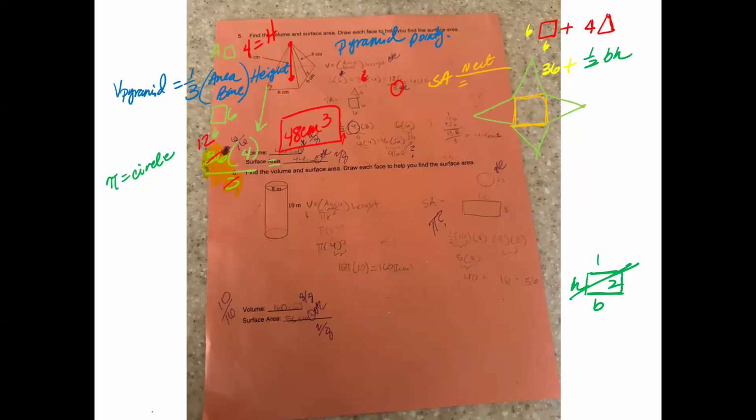What is the base for your triangle? 6. What is your height for your triangle? What's your height? My height is 8. You see the difference between 4 and 8?